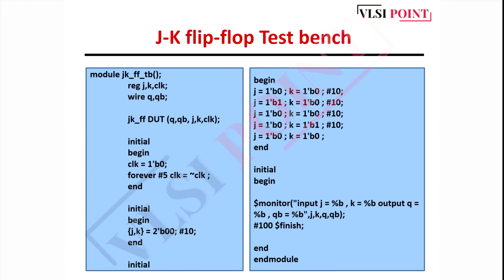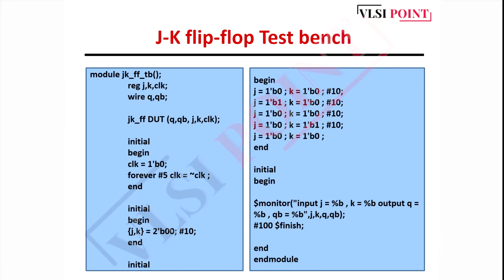Now what is the way you can generate the clock? So first you need to give some value. So clock equals 1'b0. Initial value we have given 0. Then forever #5 clock equals negation of clock. So after each 5 time units, this clock will be negated. It will be toggled. So here we have generated the clock.